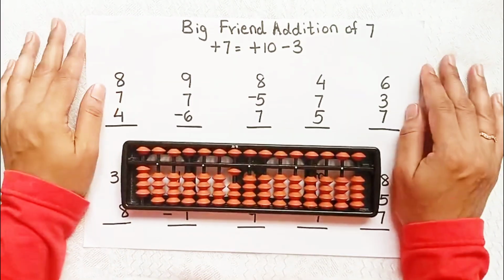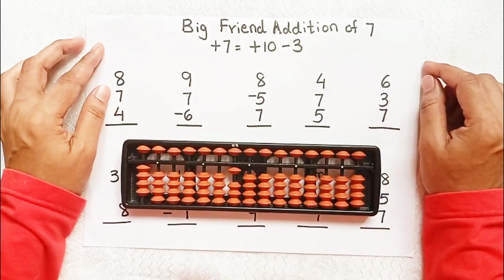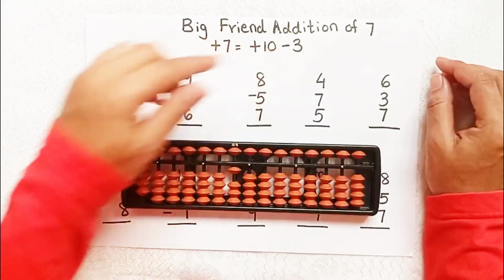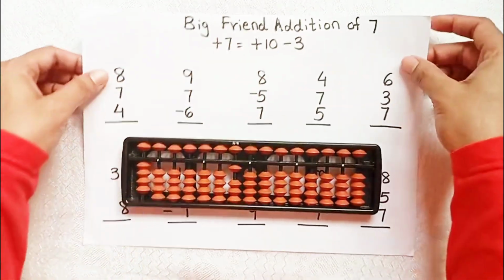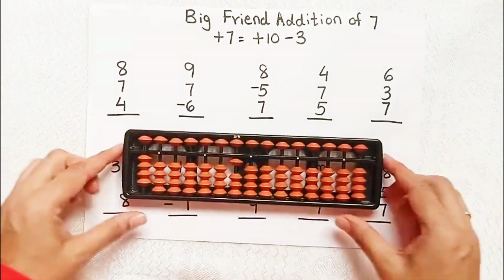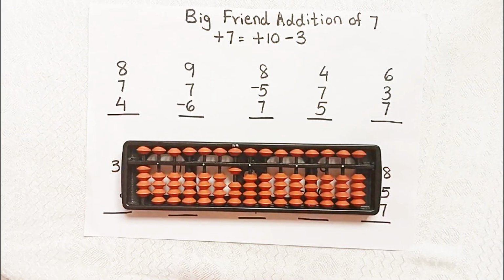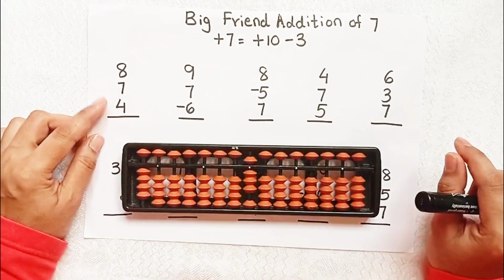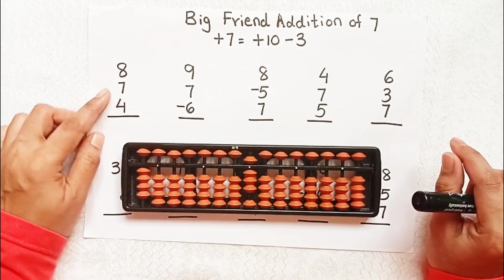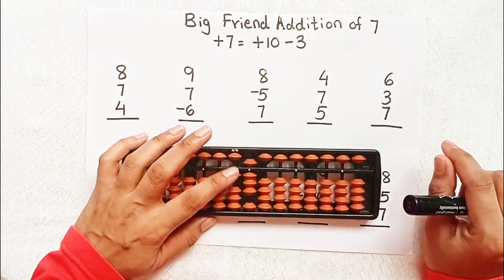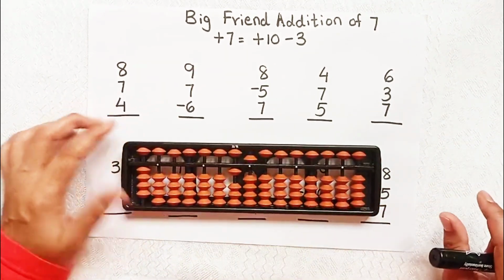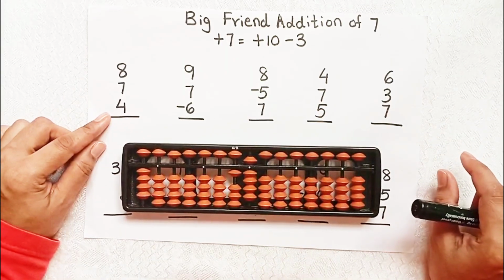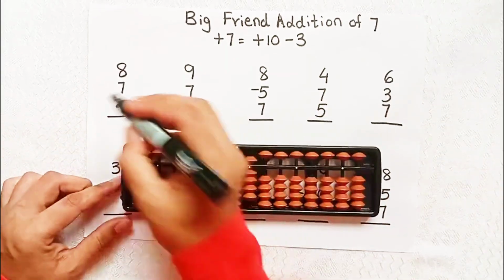Now we are going to solve these questions based on big friend addition of 7. And the formula is, for add 7 it is add the 10 less 3. Okay, let's start with the first one. 8 add 7. Add 7 is add 10 less 3. And then add 4. So my answer is 19.